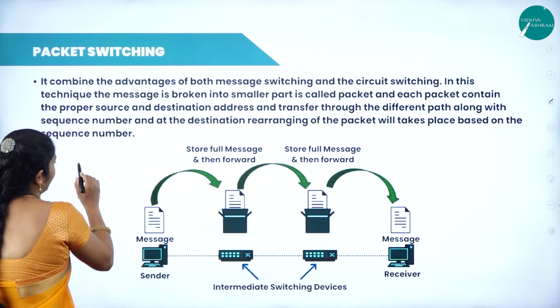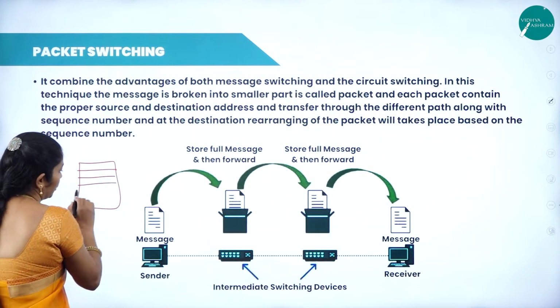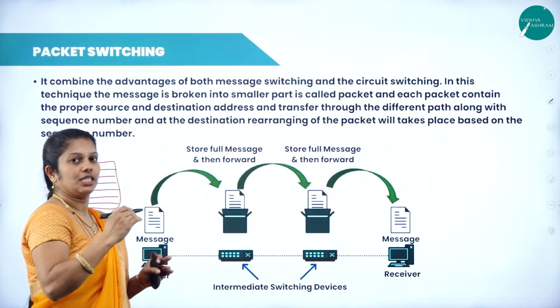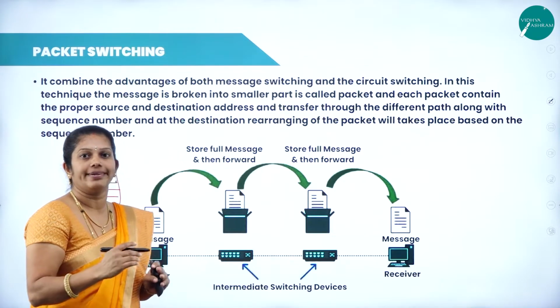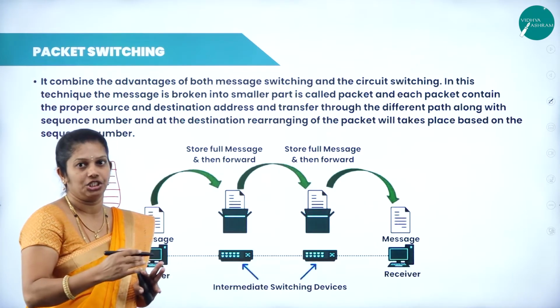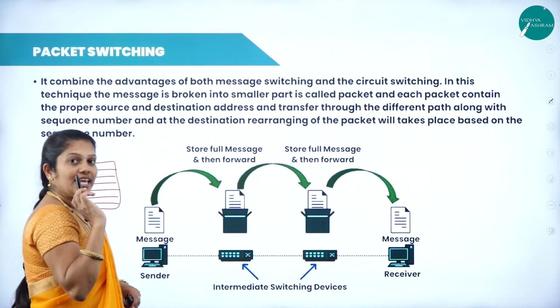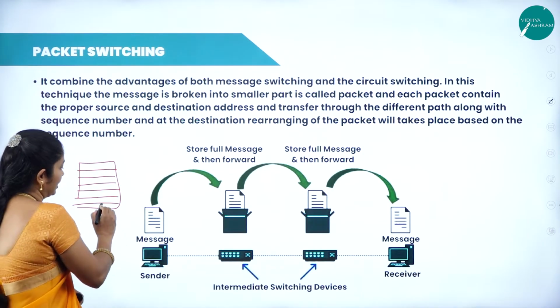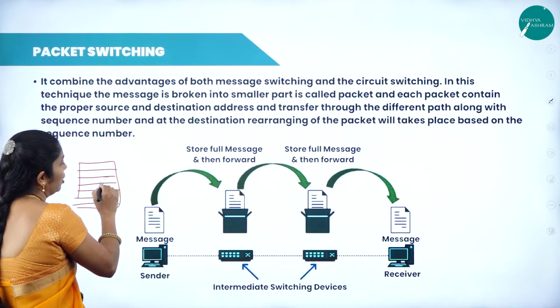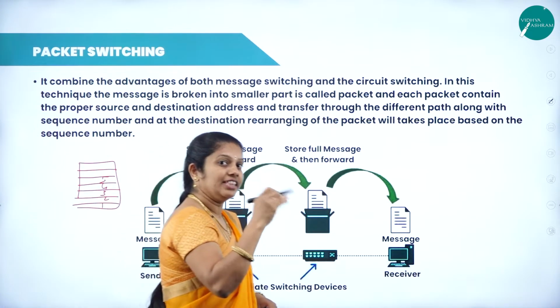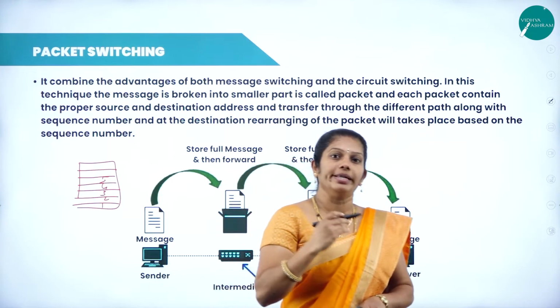Consider we have data. This data will be divided into the format of packets. This is the data we have. Directly, we cannot transfer the data from source to destination. Then what will it do? It will divide the data into packets. Each packet has its own address, for example 1, 2, 3, 4, like that. It will divide in sequential format.